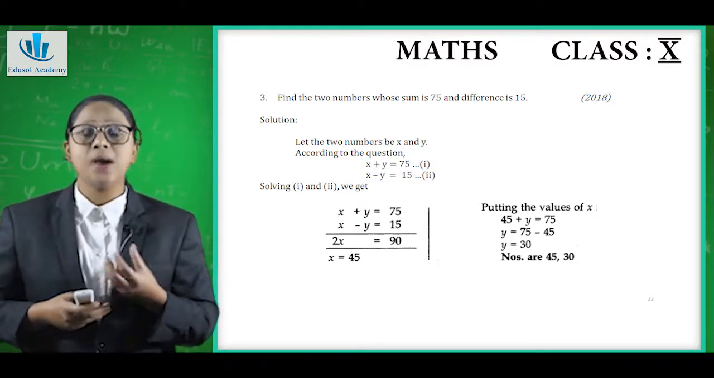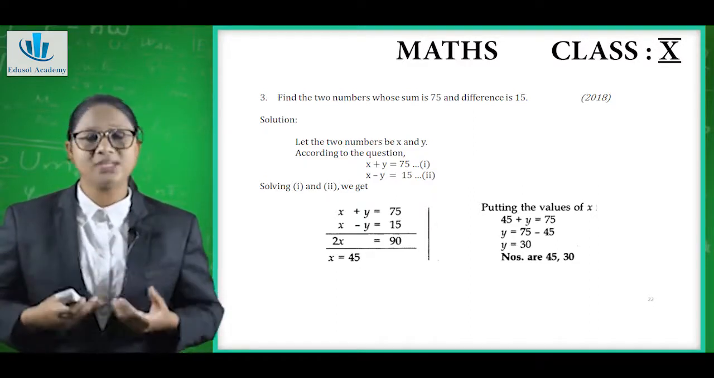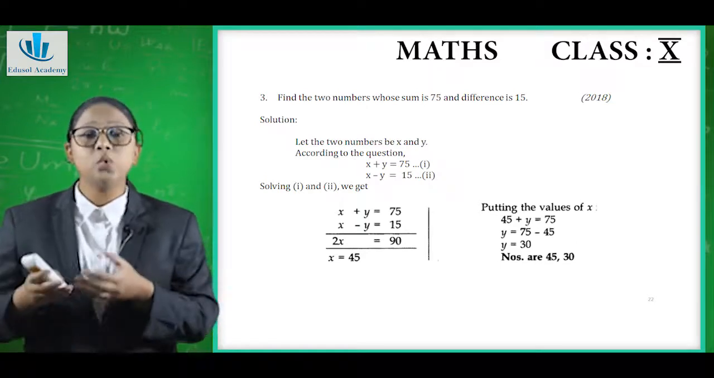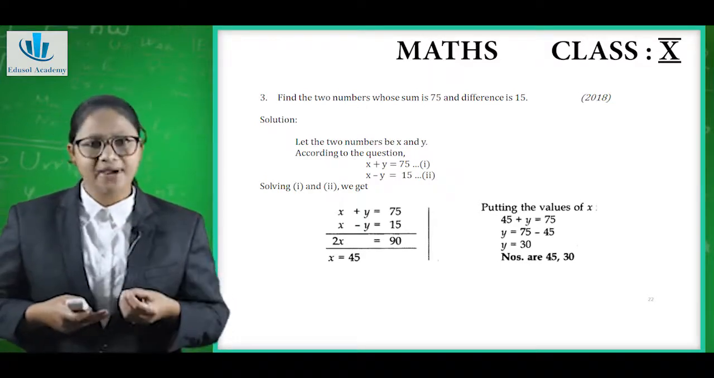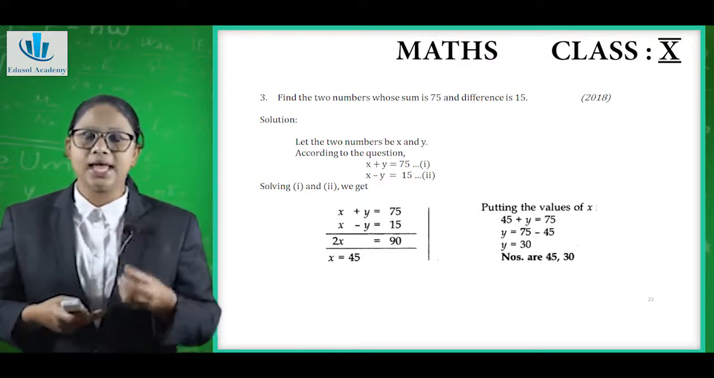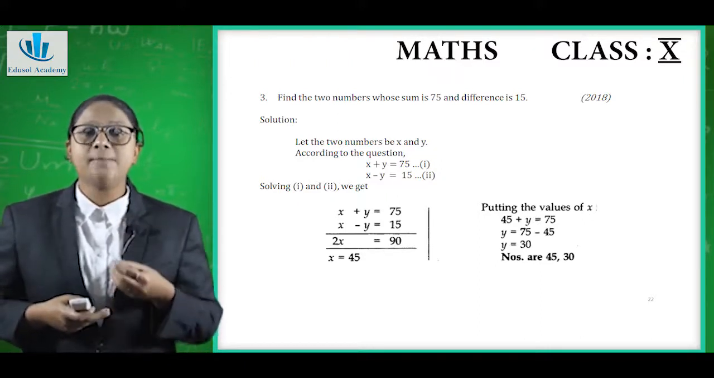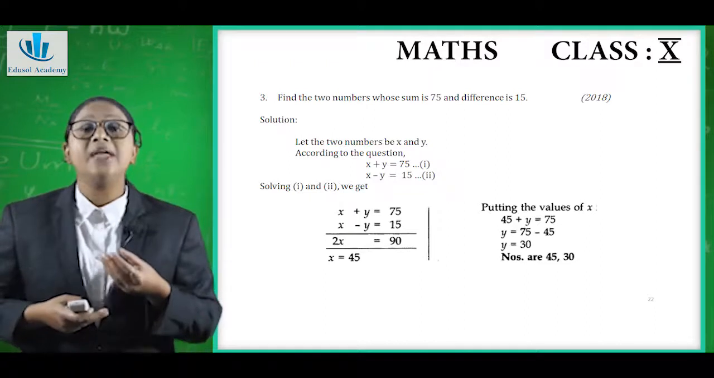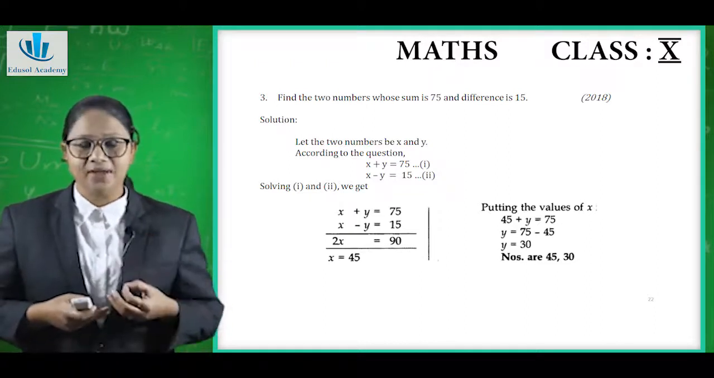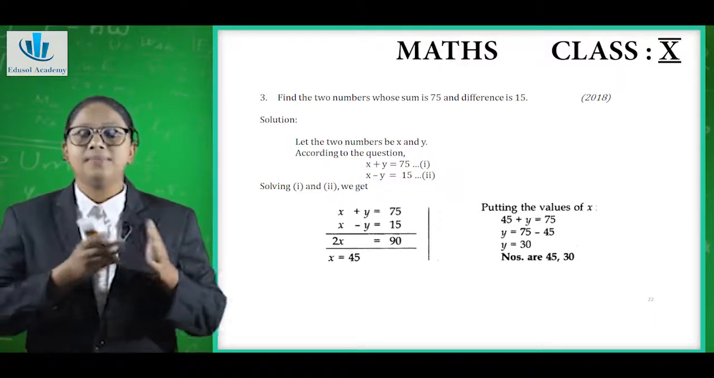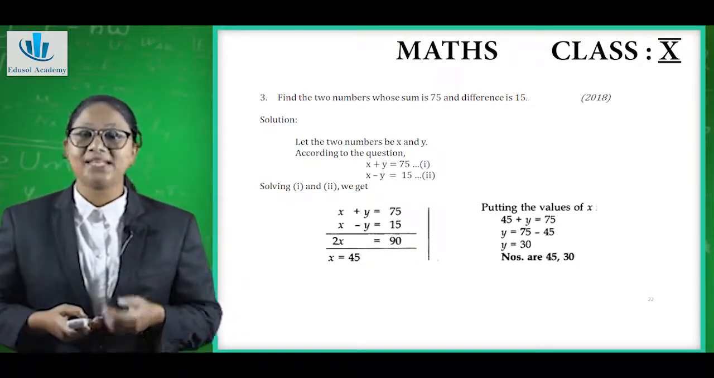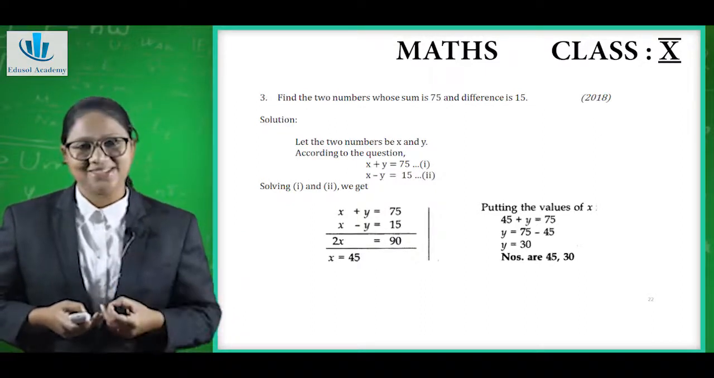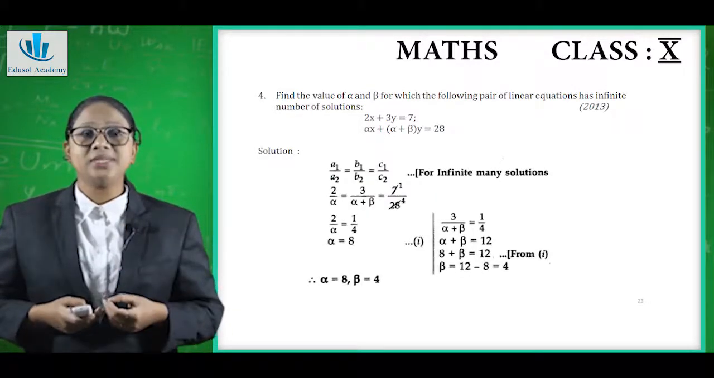So the two numbers, you have to write the conclusion every time. Therefore, the two numbers are 45 and 30. You can verify it by putting their values in any one of the equations. For example, we are given that x plus y is 75. So we can put 45 plus 30 and you will get 75. That's correct. That's how you check the answer. Moving on to the next question.